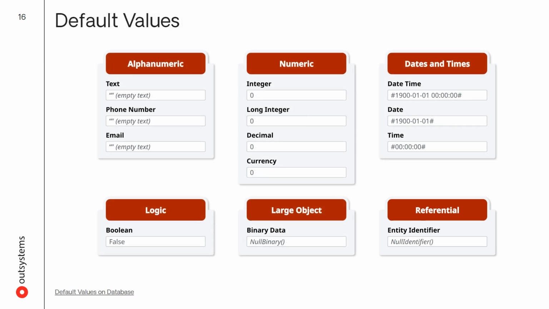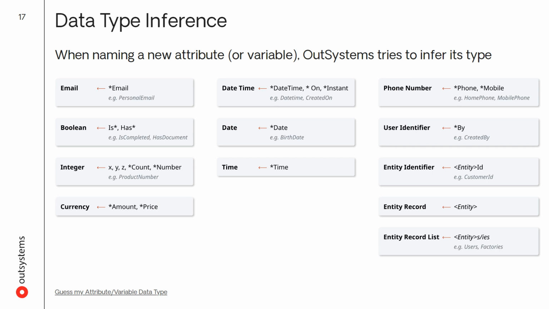For each one of these data types, OutSystems has a default value. This means that any entity attribute or variable will always have a value, which will be the default value if not specified otherwise. When defining the name of a new attribute or variable, OutSystems will try to infer the data type based on the chosen name.